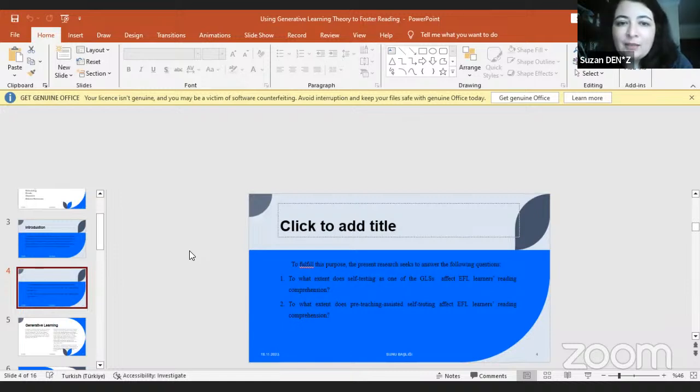answer. The first one is, to what extent does self-testing, as one of the general learning strategies, affect EFL learners' reading comprehension? And to what extent does pre-teaching assisted self-testing affect EFL learners' reading comprehension? Because part of the study is also devoted to how much of an extent pre-teaching plays a role in terms of the general learning strategies.